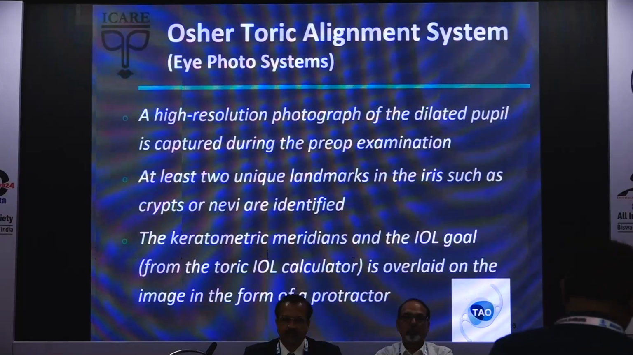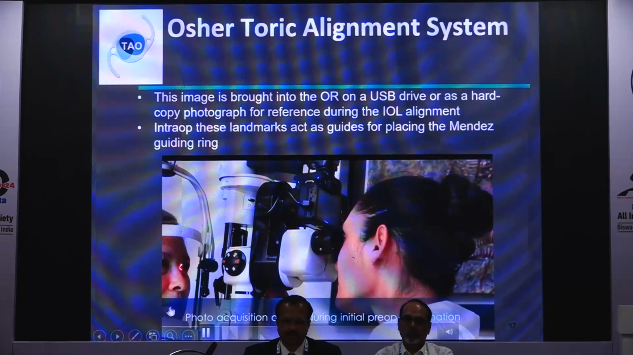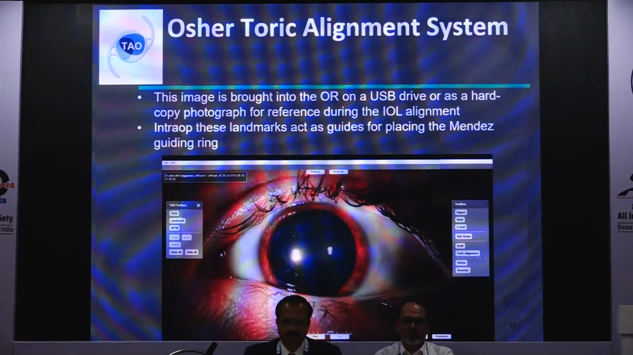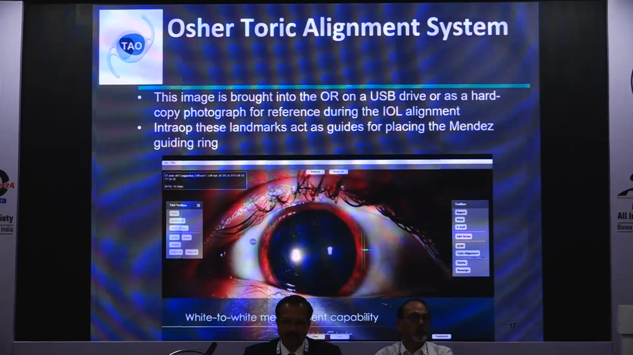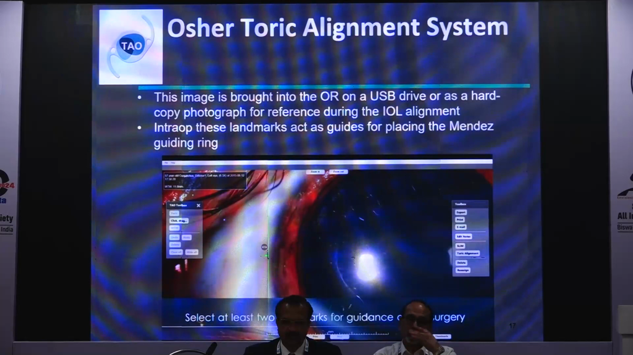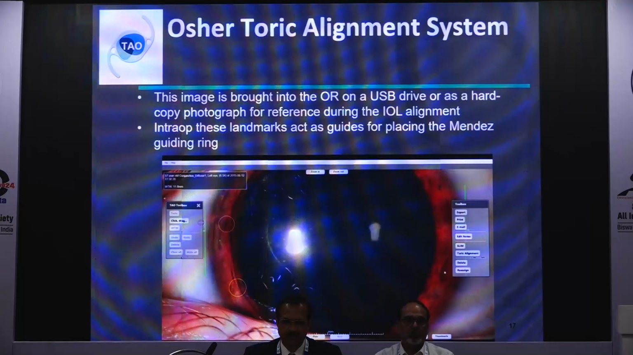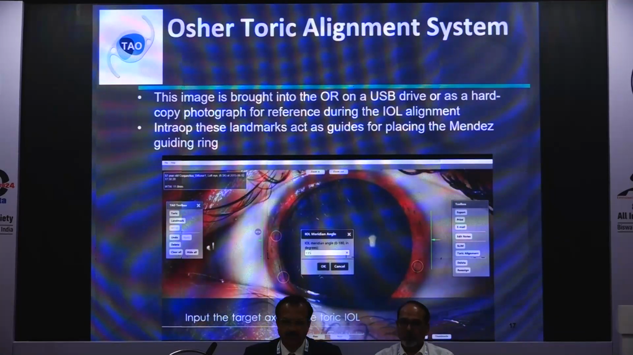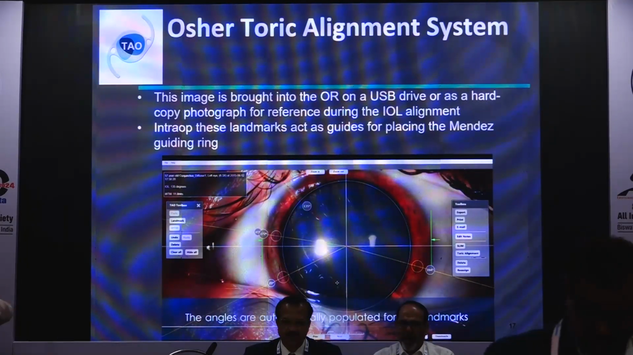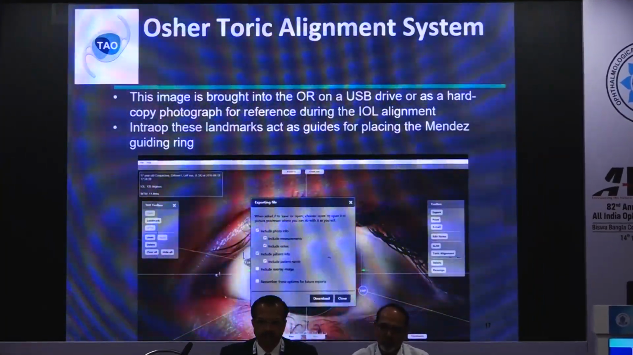Another one is the Osher toric alignment system. It is a similar system, as you can see on the slit lamp. This is how toric alignment is done. This image is brought into the operation room on a USB drive or as a hard copy photograph for reference during the IOL alignment, because it marks the pits, the blood vessels and any nevi on the iris. This will guide us where to implant the lens, and then this picture is taken in the OR, and the lens is aligned on that particular axis, because these predetermined axes are with us.